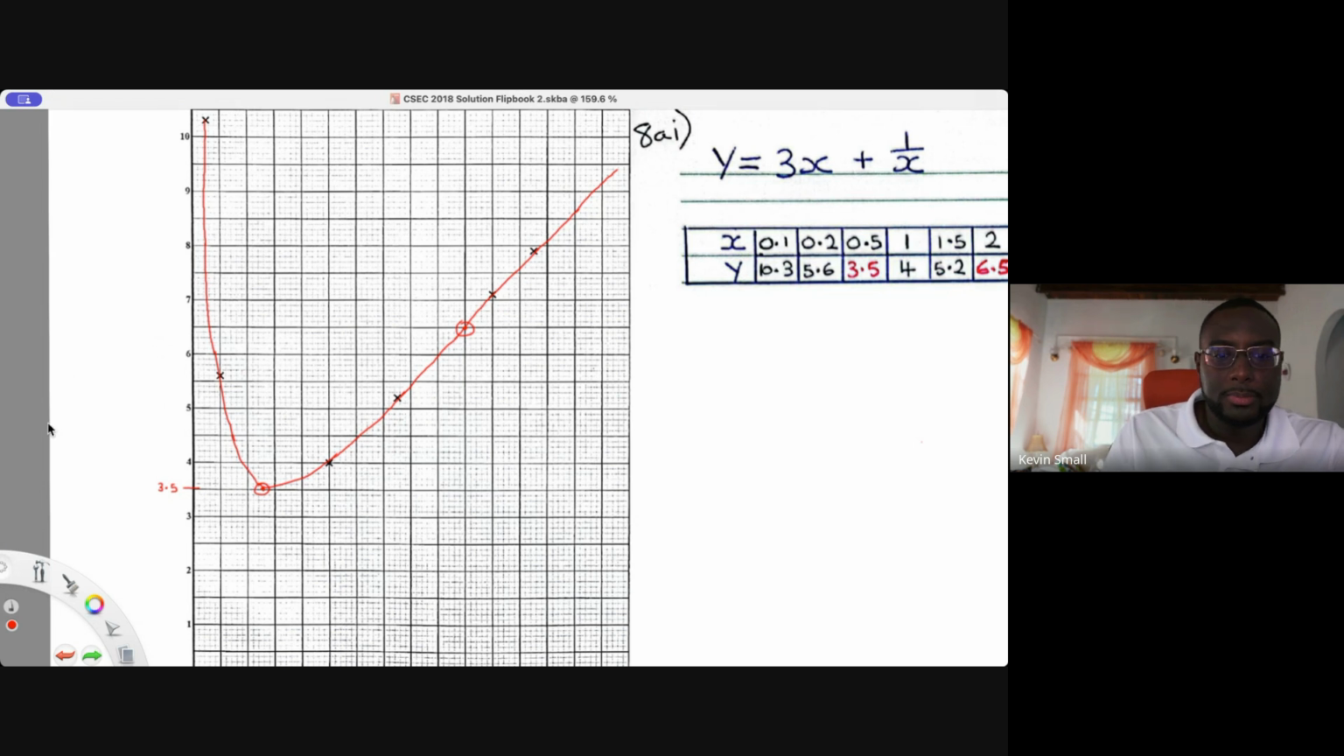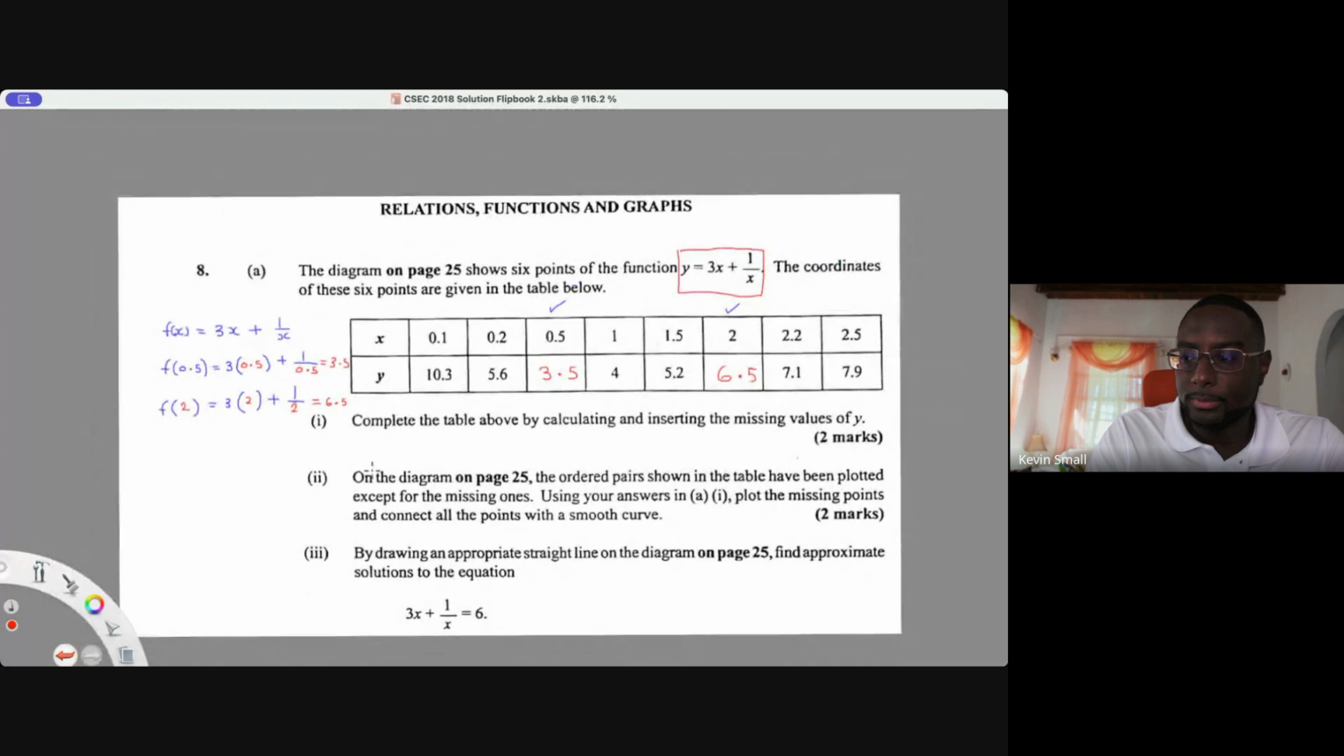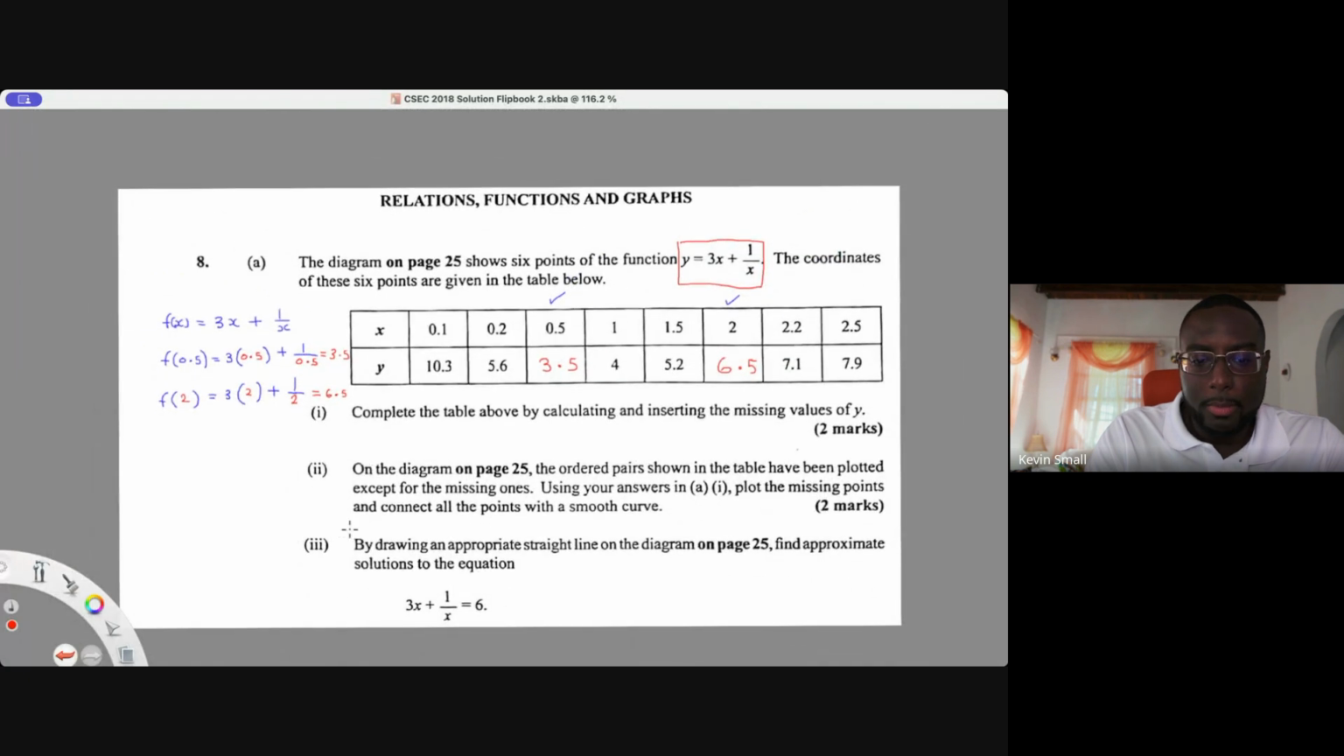So the next question, if I go back, it says, by drawing the appropriate straight line, find the solutions for when the graph equals 6. When the graph equals 6.